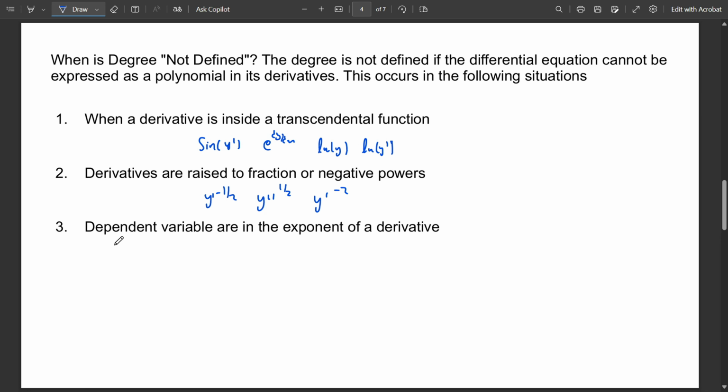And third, the dependent variable is in the exponent of the derivative. If we have dy by dx to the y, and we have y prime to the negative y, this makes it not defined. The degree is not defined.